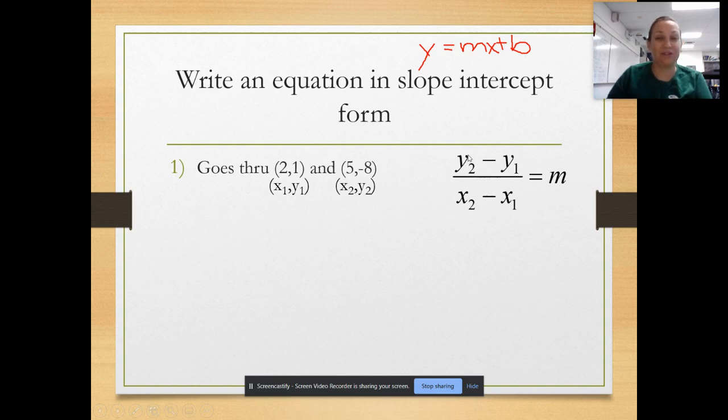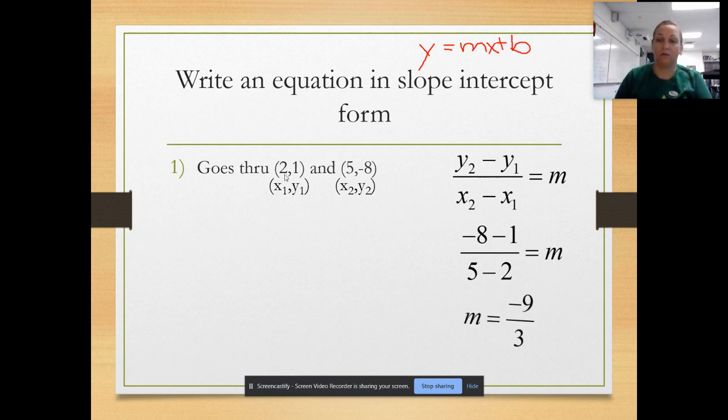Let's plug in our numbers. So from the top of my fraction, I'm going to do negative 8 minus 1. And for the bottom of the fraction, we'll do 5 minus 2. When the negative is with the first number, it cannot change to adding. So it does need to say negative 8 minus 1, and that's going to turn into a negative 9. And 5 minus 2 is 3.